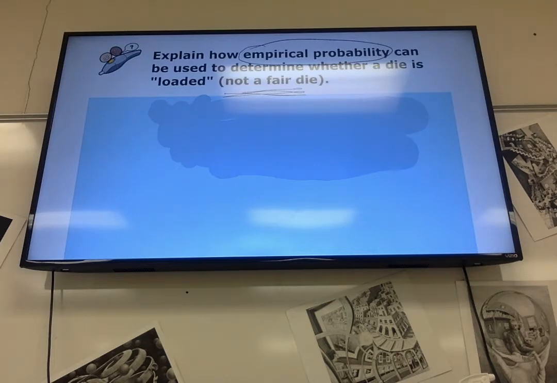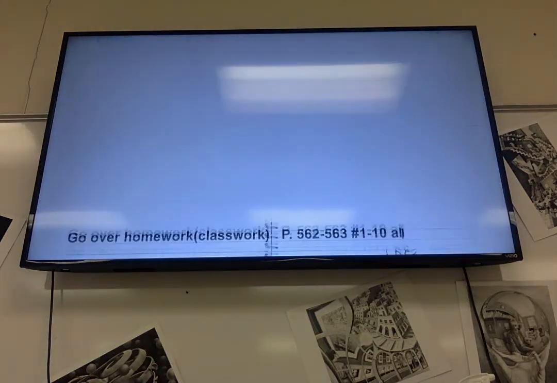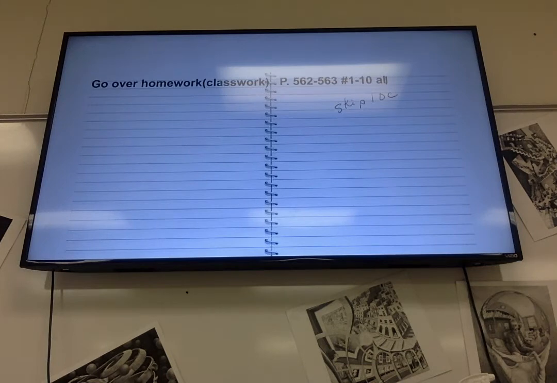So to answer this question, to use empirical probability to determine whether a die is loaded, you would just do an actual experiment, continue rolling the die, and show that a specific number shows up more than the rest of them, a lot more than the rest of them, statistically more.